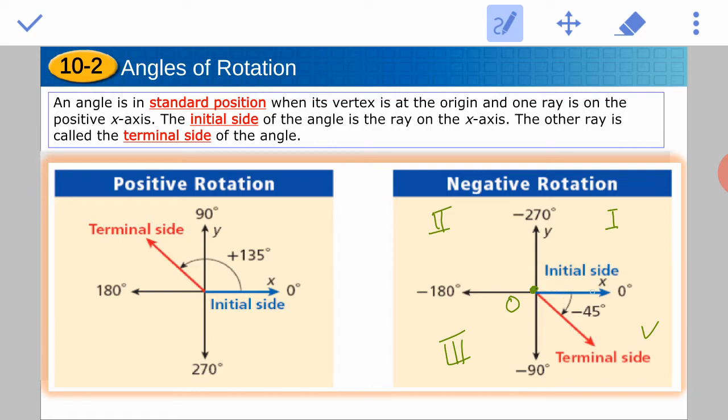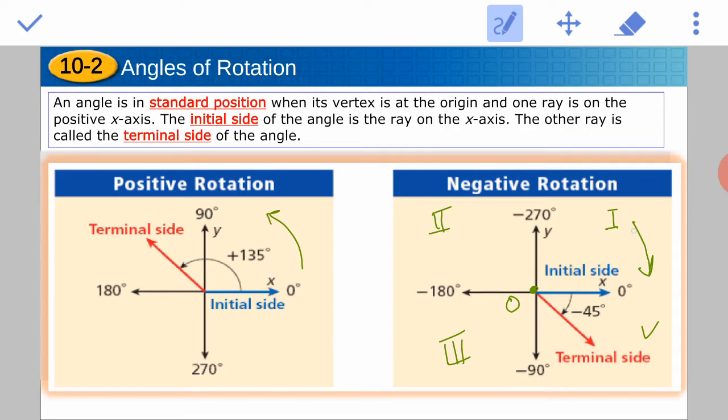So we call this side the initial side, and every time you draw an angle in the standard position, you place the initial side on the positive direction of the x-axis. The other side, guys, is called the terminal side, and this side is the rotating one. The terminal side is the other side of this angle, and we obtain the terminal side by rotating the initial side in the clockwise or counterclockwise direction.